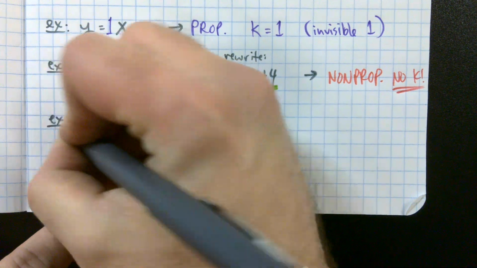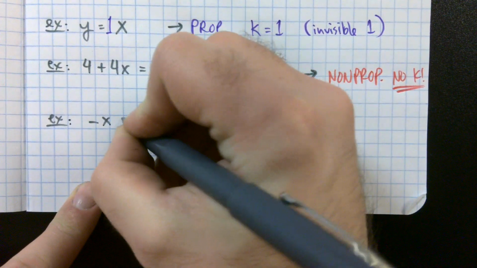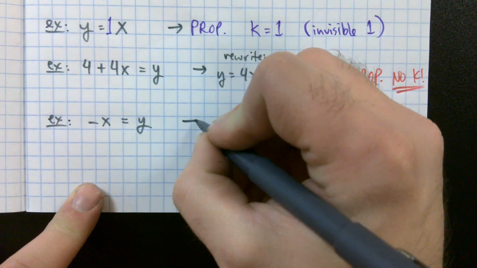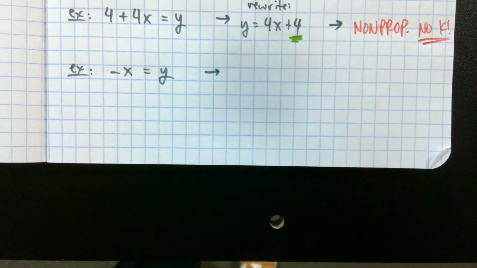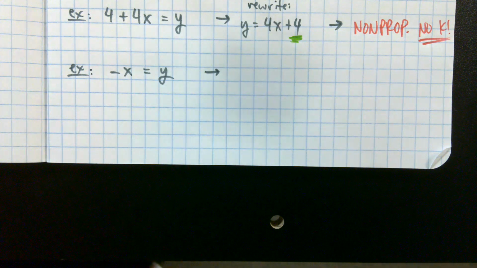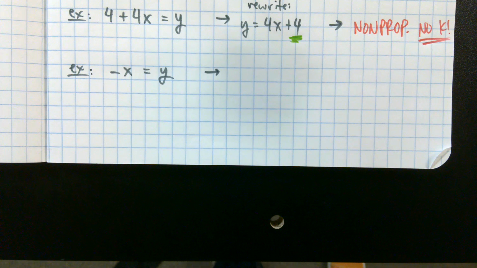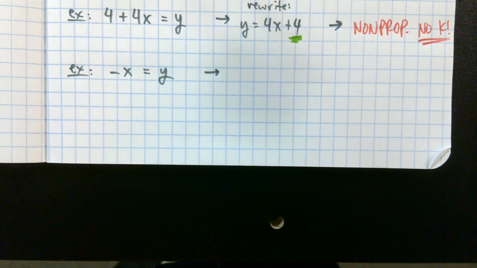Let's try another one. It's another tricky one. Take a look at that. Ask yourself, is there a number being added or subtracted from my x? Is there a number in front of my x? Just think about it for a second. Show of thumbs. What do you guys think? Thumbs up proportional, thumbs down non-proportional. What is this one? Thumbs up.